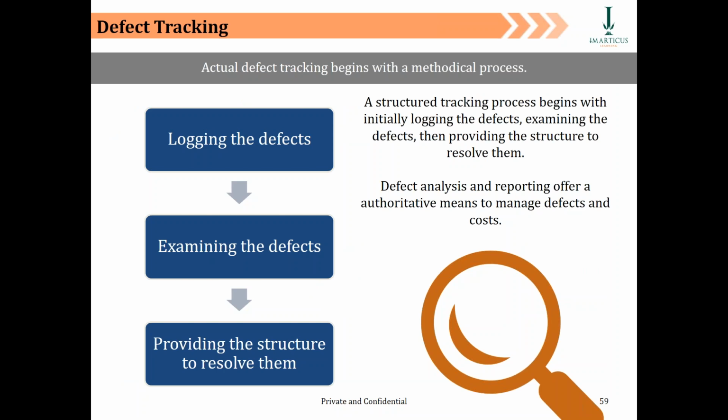Okay, back to defect tracking. Something which you saw in the video, guys, is that defect tracking will be more in the form of logging the defects, examining the defects, and providing the structure to resolve them. But remember, the only important point is it all begins with logging the defects. So somebody needs to log them in Jira, and then the Scrum Master may need to analyze them a bit, and then somebody needs to correct it.